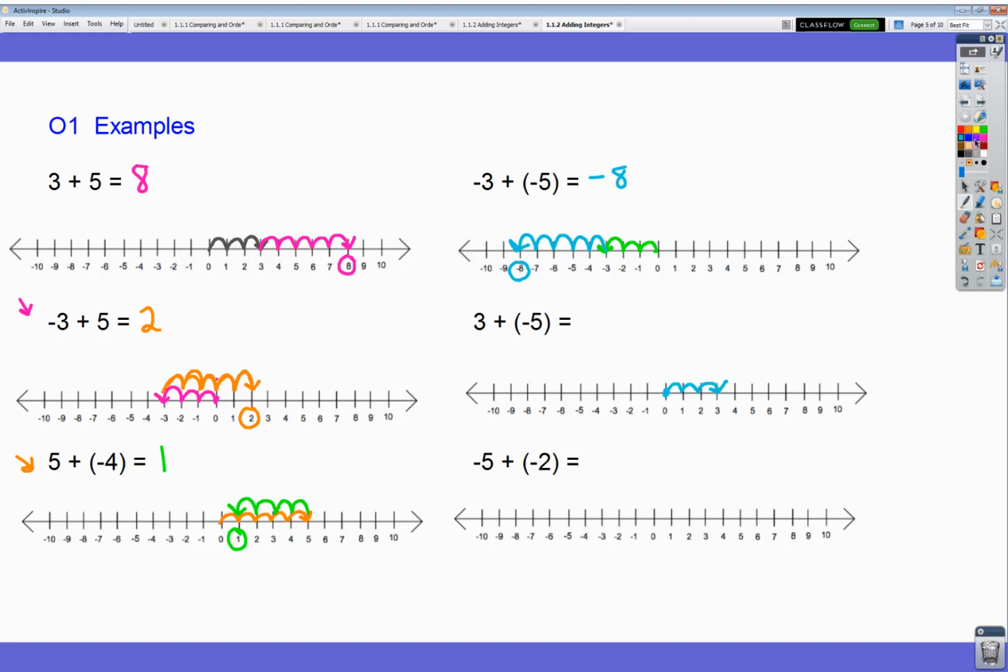Now we move the distance of the second number, -5, so we go 5 units to the left. And 3 plus -5 is -2.